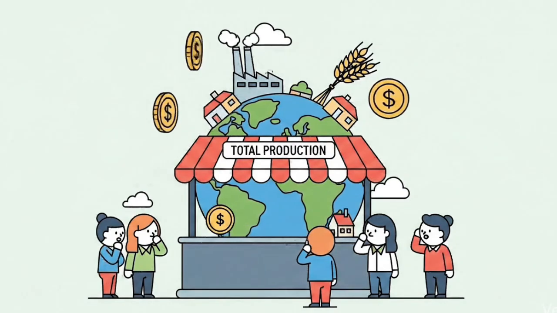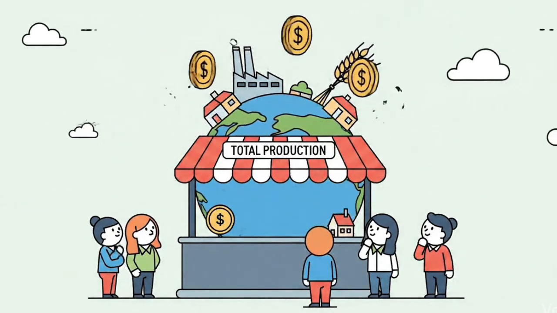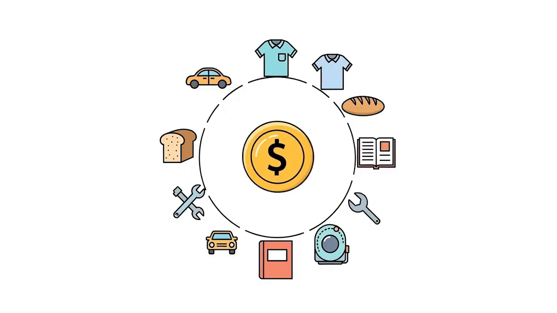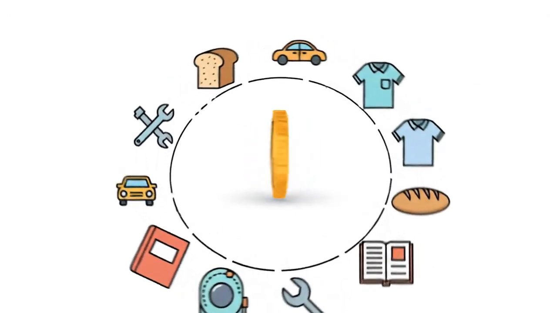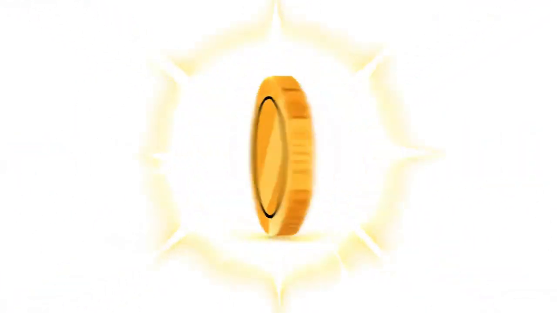We are going to discuss the everyday use economics terms in this video. The first one is GDP. What exactly is GDP? GDP stands for gross domestic product. GDP is the total value of everything a country produces in 1 year.